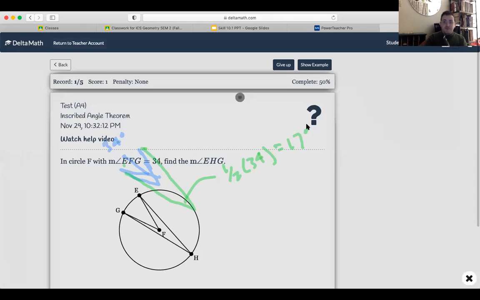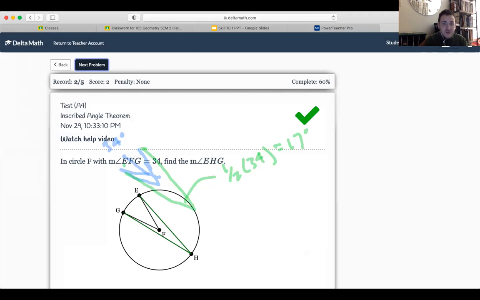So these are the problems that put everything together and really help you develop and visualize those inscribed angles and those central angles together.